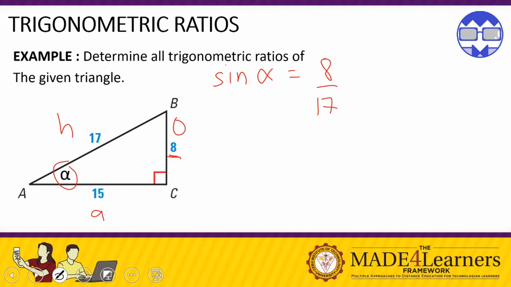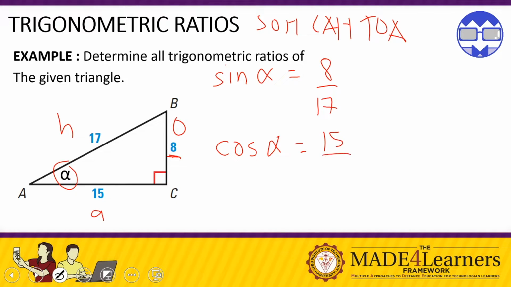So that's our sine function. Let's have the cosine function, cosine alpha. Remember it's SOHCAHTOA. So for cosine, we have the adjacent, which is 15, over the hypotenuse, which is 17.